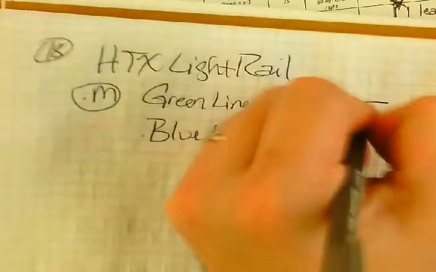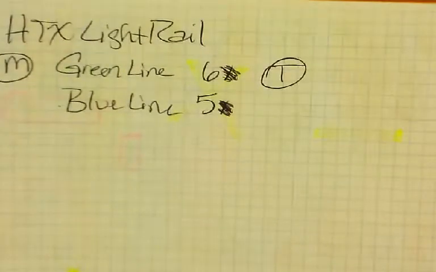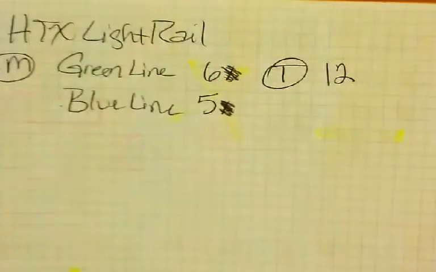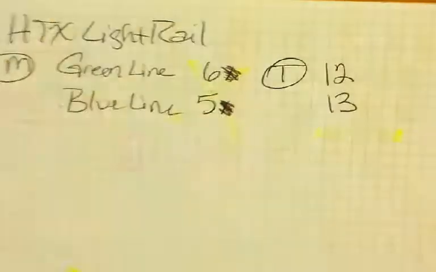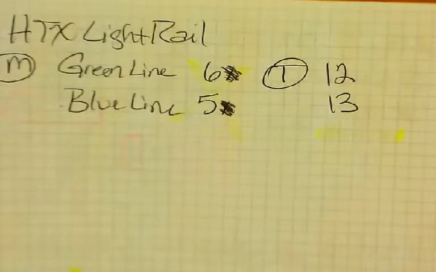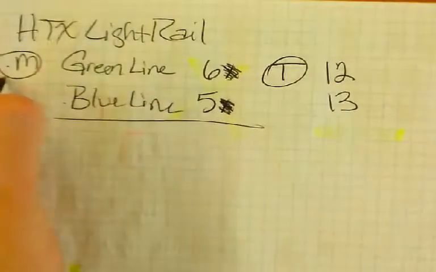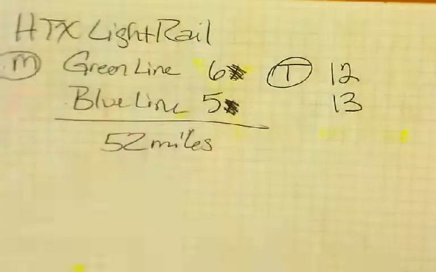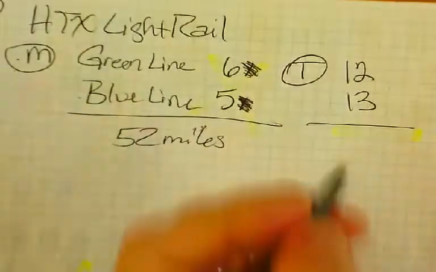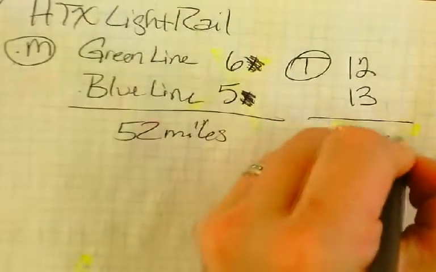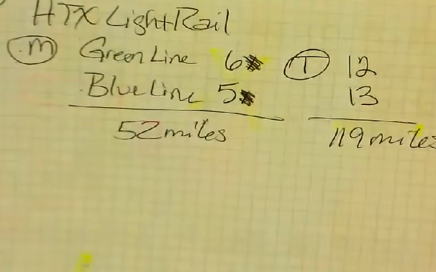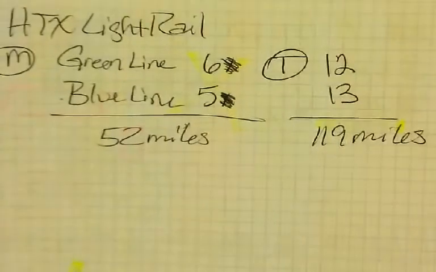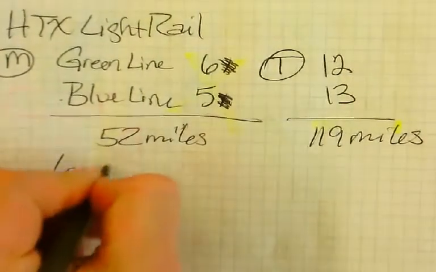All right, on Tuesday. Put your Tuesday up there. On Tuesday, we did the green route 12 times, and we did the blue route 13 times. They give us one more piece of information. On Monday, I traveled 52 miles altogether on the light rail. And on Tuesday, I traveled 119 miles altogether. And they want us to solve the length of the green route.